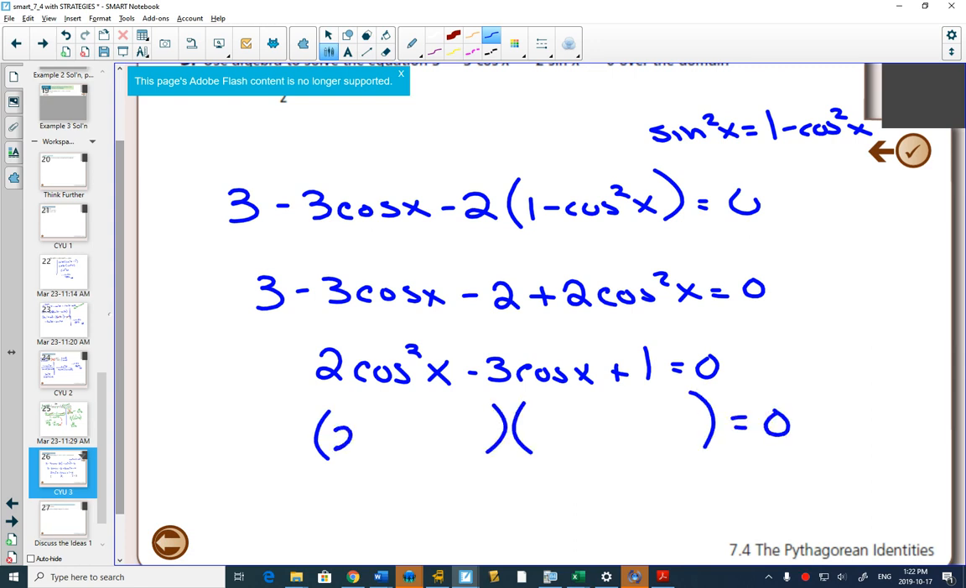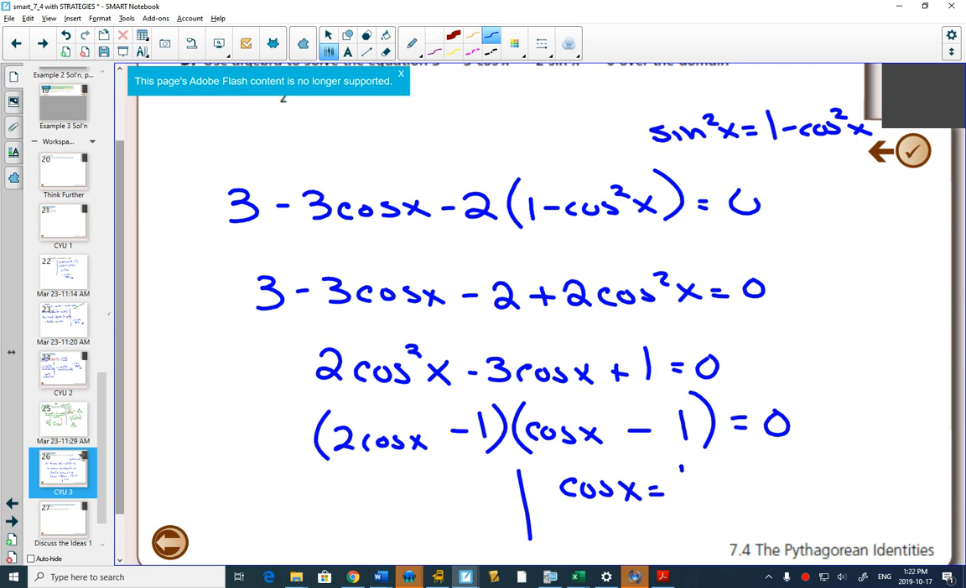Again, if you're unsure if you can factor it, you can always use the quadratic formula. This is a really easy one to factor because if it's going to work, it has to be 2 cos x and cos x. And to get 1, it has to be 1 and 1. So now you just have to check, is there a way to get minus 3 in the middle? If they're both negative, my outside's negative 2, my inside's negative 1, that makes negative 3.